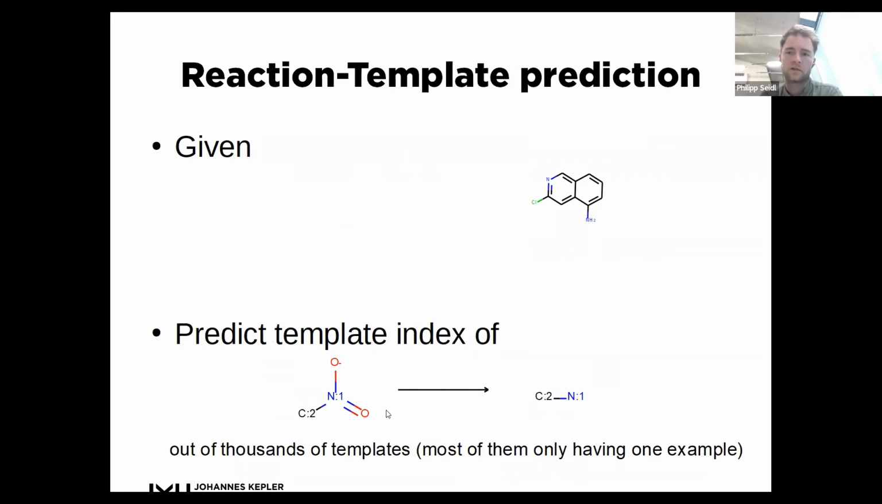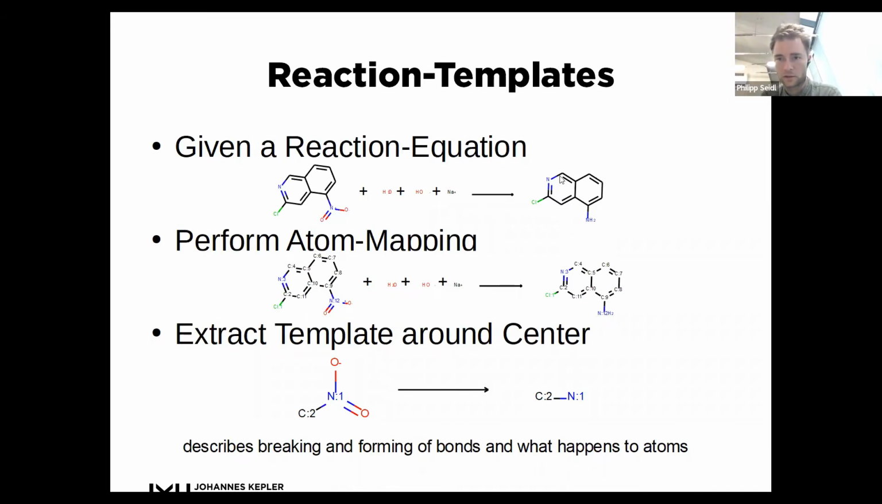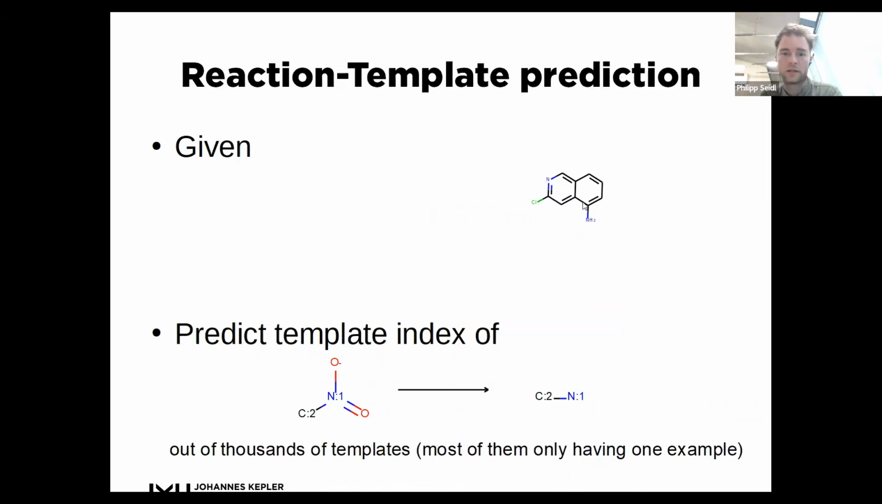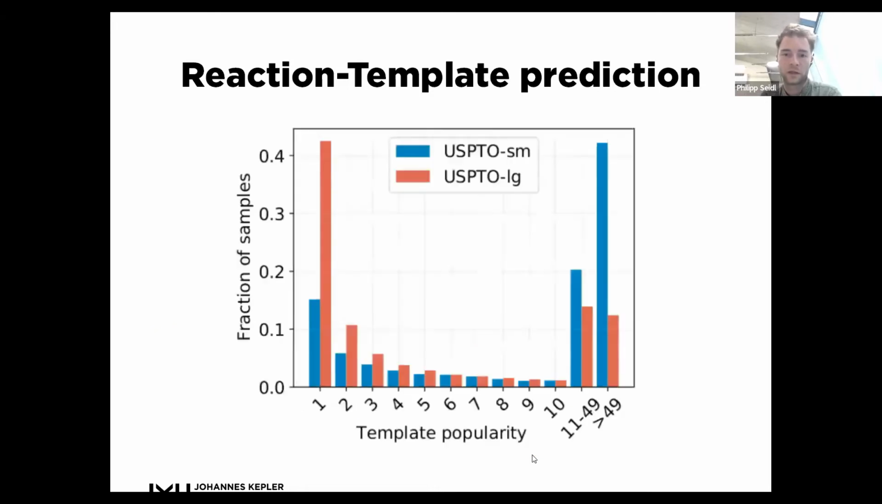Now, what's the task of reaction template prediction? You're now given this product here, and your task is to predict the index of this template. So which template to actually execute or apply. This might seem like a trivial task, but it becomes tricky because there are thousands of those templates, and for most of them, you have very, very few samples.